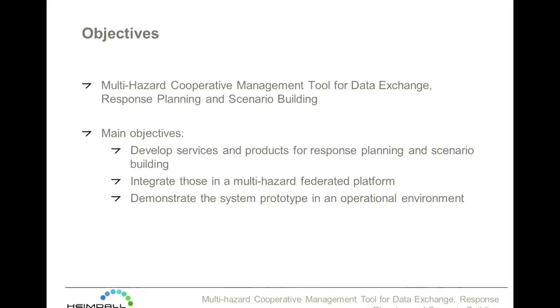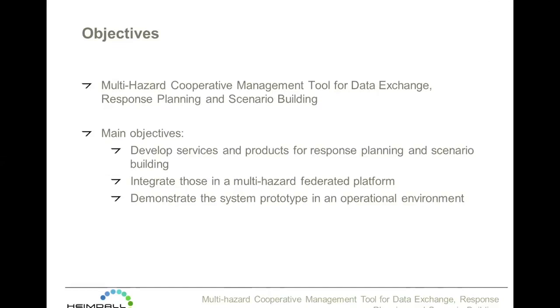So first of all, HEIMDALL stands for Multi-Hazard Cooperative Management Tool for Data Exchange, Response Planning, and Scenario Building. And HEIMDALL is a European project developed in the frame of the Horizon 2020 program, which started in May 2017 and will last 42 months, which means that the project will end in October 2020.